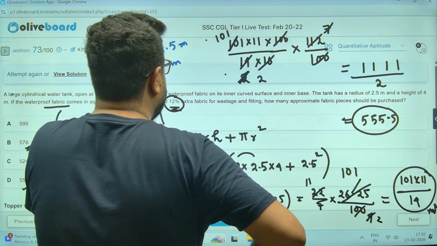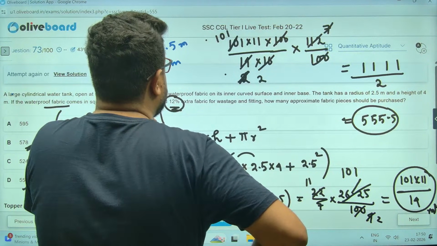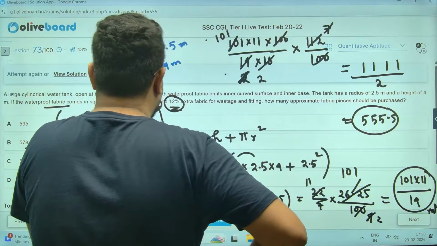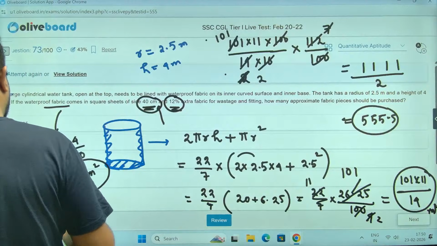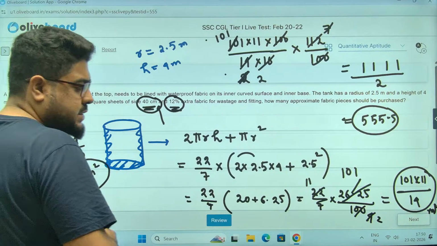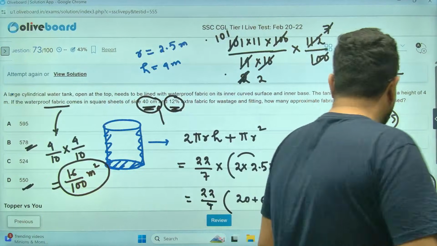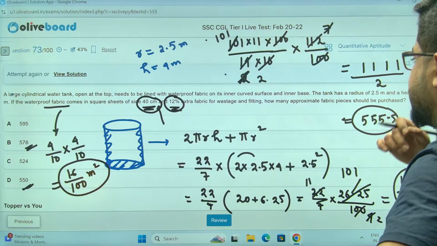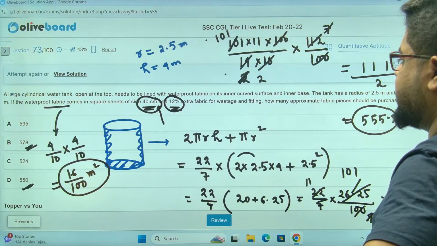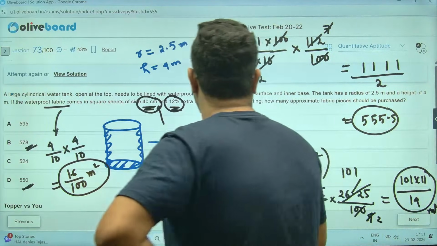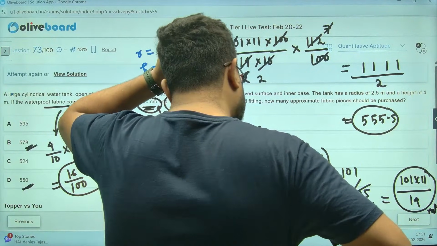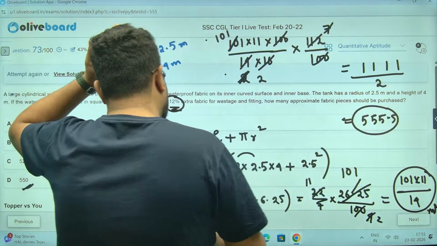16 by 100. This 100 gone. My answer should be 556, but again, I'm not getting any exact answer as 556. Not an answer with 556. 550 is there. 578 is there. Any calculation error have I made?